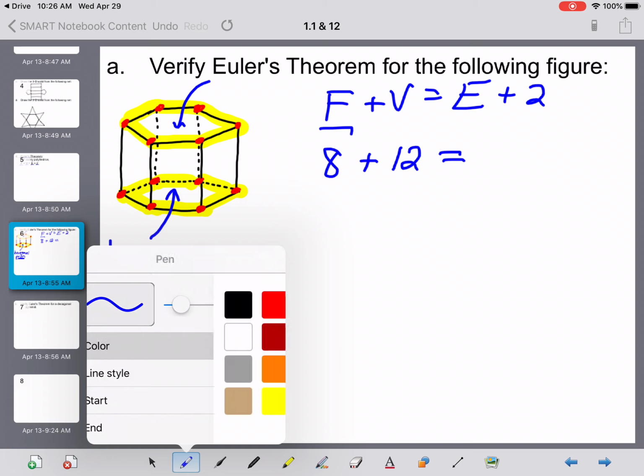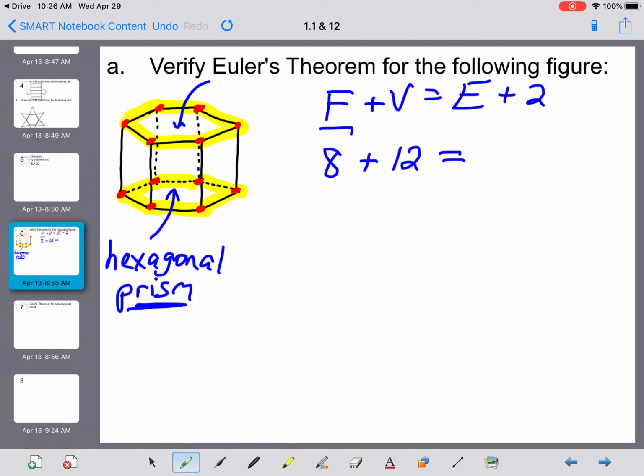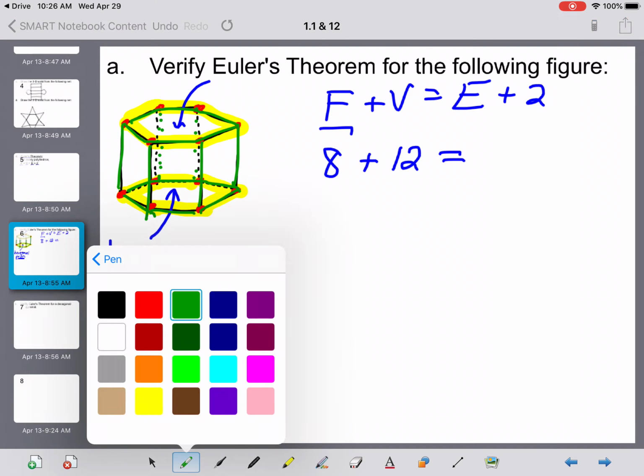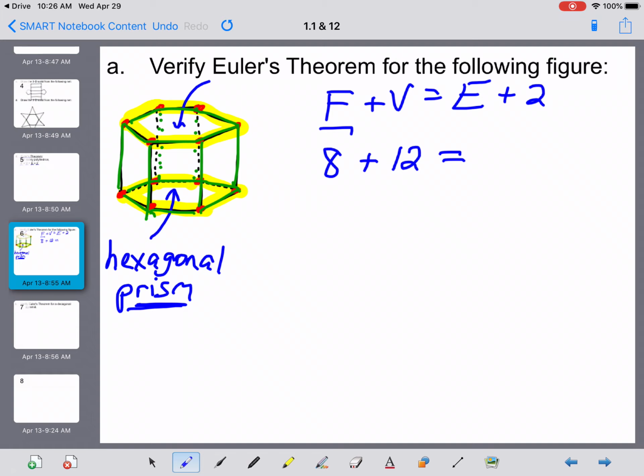Now moving on to edges, and again, you can spend a long time here if you're not systematic about it. Let's think about the bottom. The bottom is a hexagon. It has 1, 2, 3, 4, 5, and 6 edges. The top is a hexagon, with 1, 2, 3, 4, 5, 6 edges, and then connecting the top and the bottom, 1, 2, 3, 4, and on the back of the figure, 5 and 6. So 6 on the bottom, 6 on the top, and 6 connecting the bottom and the top means we're dealing with a grand total of 18 edges in this figure, and we always add a 2 at the end of that.